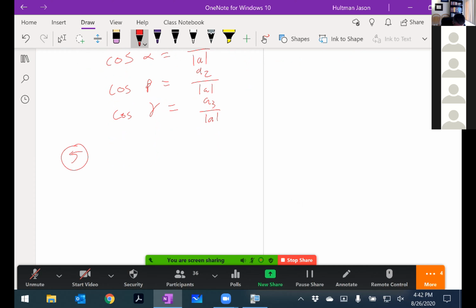Okay, number 5. Find the directional angles, alpha, beta, gamma, of A. So we have 1, 2, 3 in space here. If A is equal to 1, 2, 3 in 3 space, then what are alpha, beta, gamma?